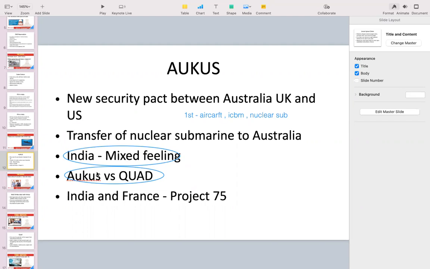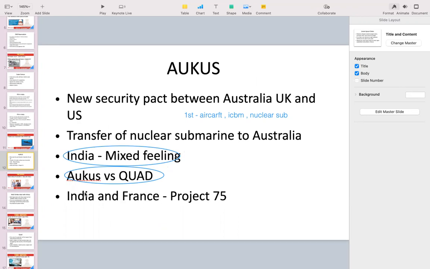Third thing, France didn't like this AUKUS, and it has called its ambassadors from the UK and US back. The reason being, France was supposed to finalize a deal where it was selling a nuclear submarine to Australia, but they have lost this deal. And also France is a NATO ally of the US and UK. So without consulting your security ally or military ally, how can they go ahead and start selling something which France was already selling to Australia? That's why France is not very happy.